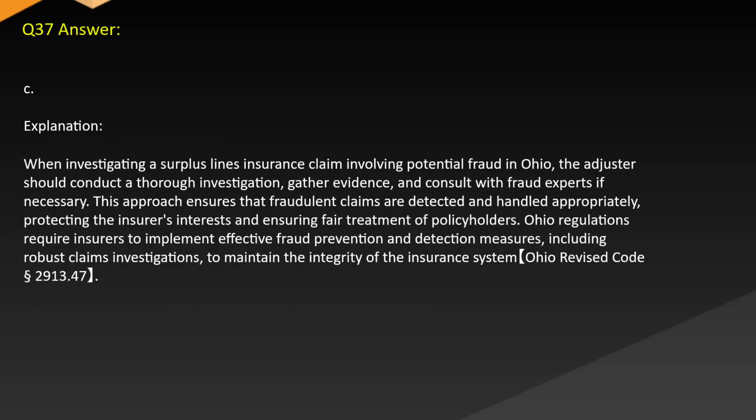Answer. C. Explanation. When investigating a surplus lines insurance claim involving potential fraud in Ohio, the adjuster should conduct a thorough investigation, gather evidence, and consult with fraud experts if necessary. This approach ensures that fraudulent claims are detected and handled appropriately, protecting the insurer's interests and ensuring fair treatment of policyholders. Ohio regulations require insurers to implement effective fraud prevention and detection measures, including robust claims investigations, to maintain the integrity of the insurance system. Ohio Revised Code SS 2913.47.